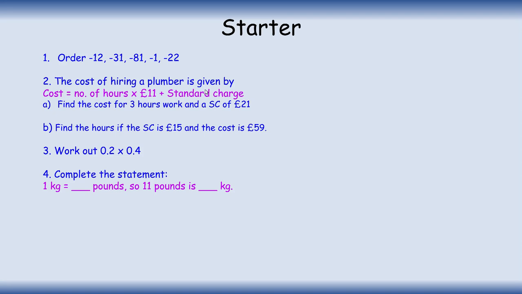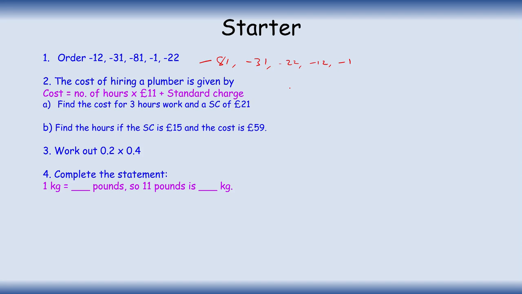Okay, so we put these in correct order and we go smallest to biggest. We will have ascending order, minus 81, and then minus 31, and then minus 22, minus 12, and minus 1.